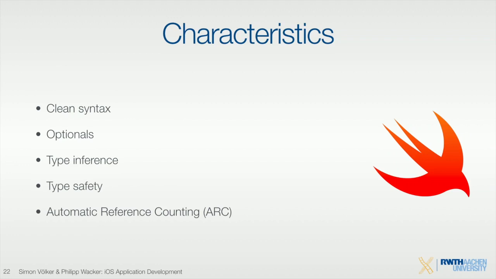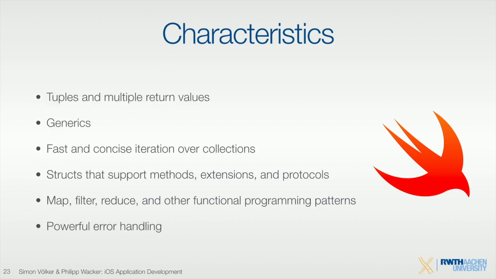And it has automatic reference counting, so you don't have to think about deallocation and memory management. Usually, if you write a clean Swift program, you don't have to think about memory management at all in general. There are some cases where you have to think about these things, but usually in the first applications we'll see, you will never deallocate an object or something like that.